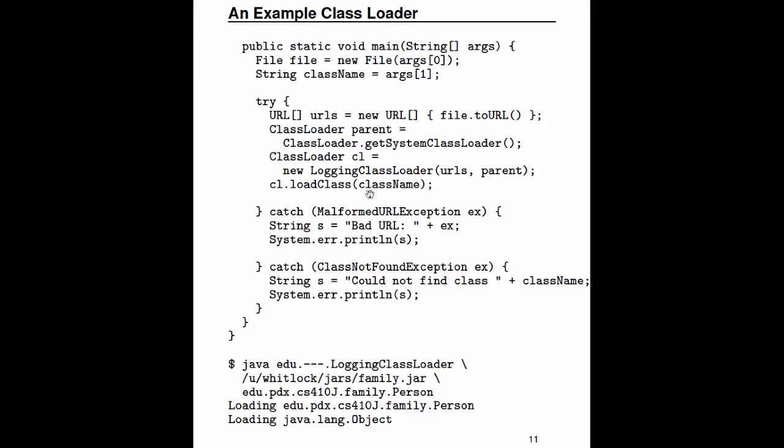Now, while working with all this code, several things can go wrong. When you call file.toURL, you might get a MalformedURLException, and so we'll print that out there. And also, if we attempt to load a class that doesn't exist, we'll get a ClassNotFoundException. So let's take a minute and run this program and see what it looks like.